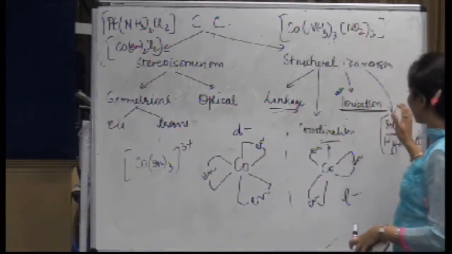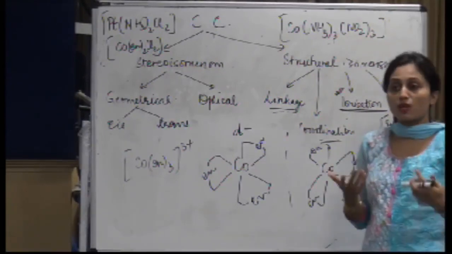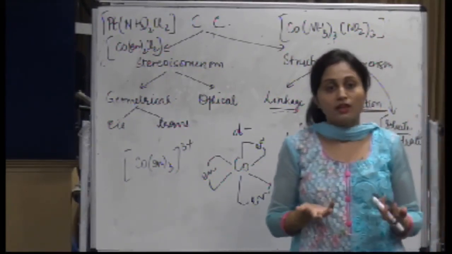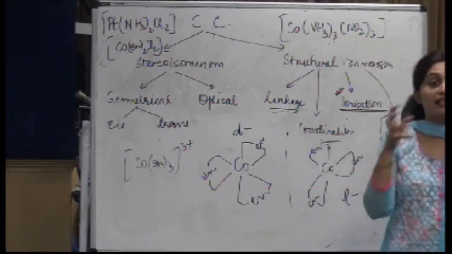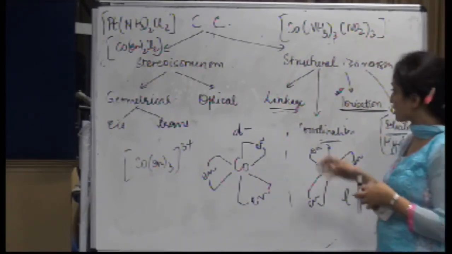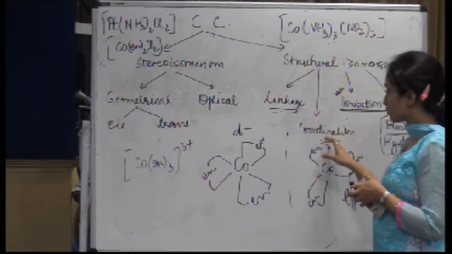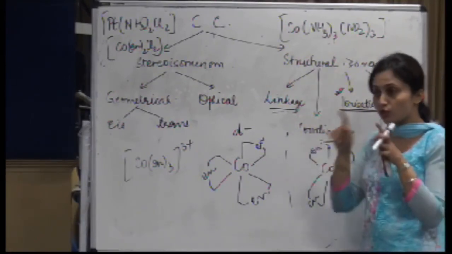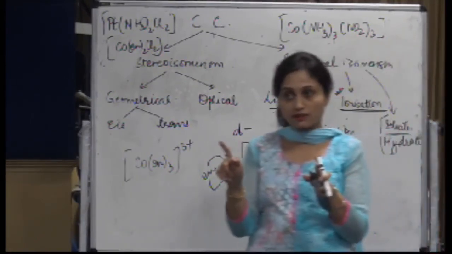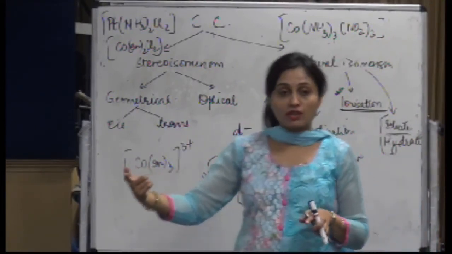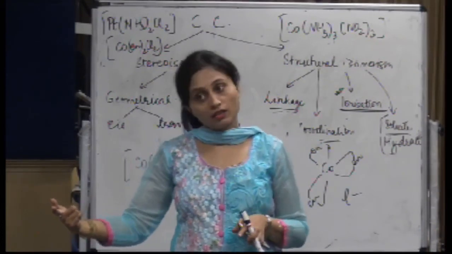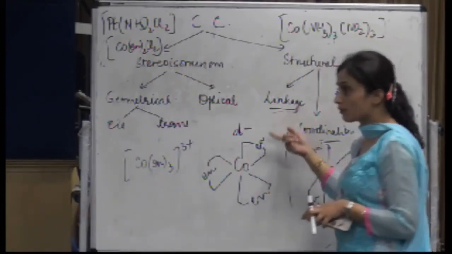Then you have solvate isomerism, that is possible if you have a solvent molecule attached, or a solvent molecule available as a ligand inside also. That also is a possibility. In structural isomers, the third type, coordination, should have 2 coordination spheres. Fourth type is linkage. Linkage, when you say that, what should come to your mind? Ambident ligands, which are of different types.